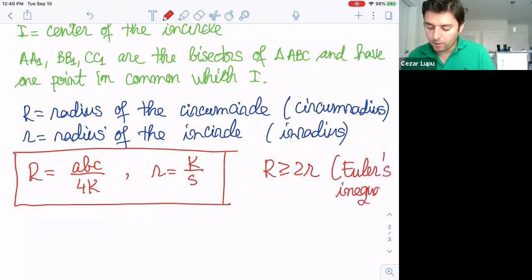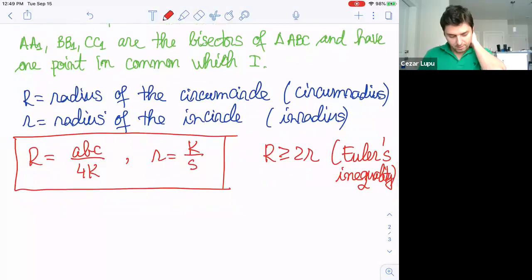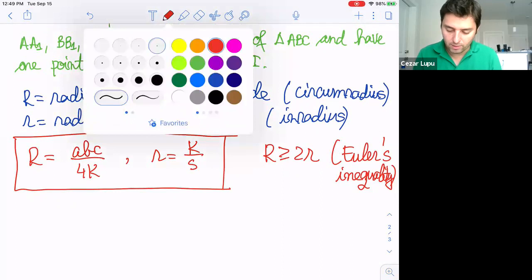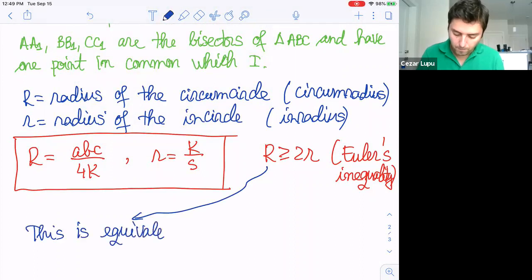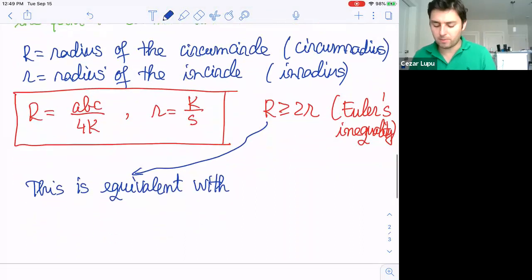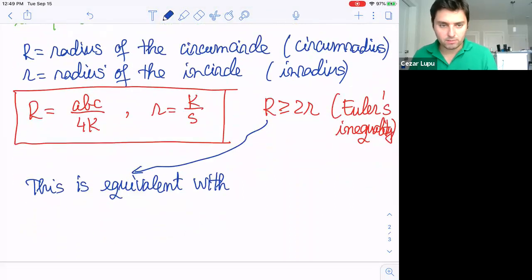You see, Euler has done many things in math, including this little thing. If you want to express all this together, and use Heron's formula, this will be equivalent with the following inequality, which we have probably done, or we talked a bit. I'll write it in this way.